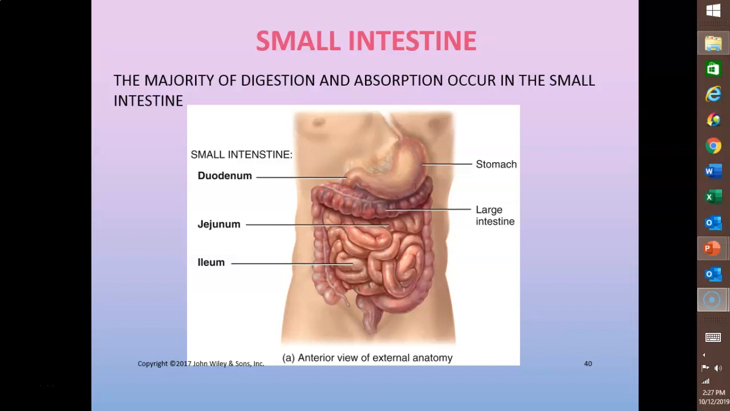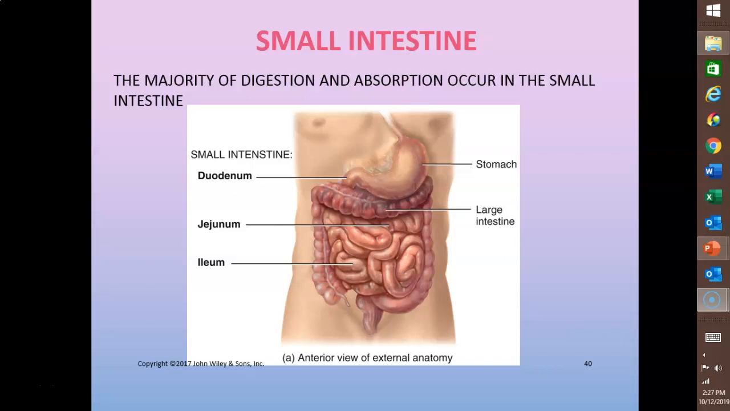Most digestion and absorption of nutrients occurs in the long tubular structure called the small intestine. Its structure is specially adapted for these functions. Its length provides a large surface area for digestion and absorption. That area is further increased by circular folds, villi, and microvilli.